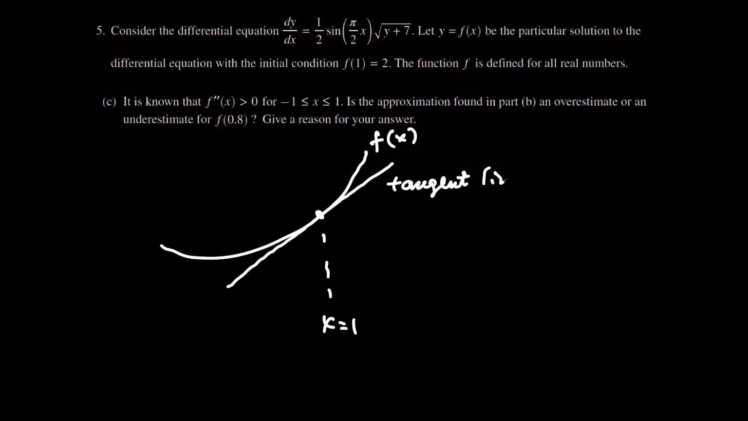that we just found. And so the value of x equals 0.8 is somewhere here. And then the value that we gave for the estimation is here. So this is the value that we found, which was this point, is an underestimate.